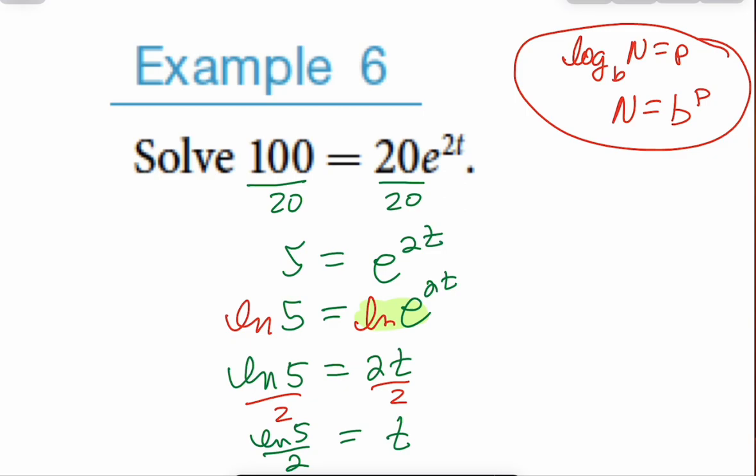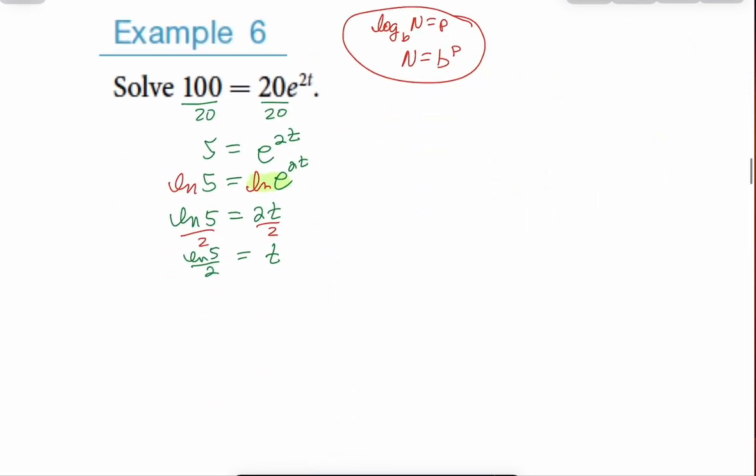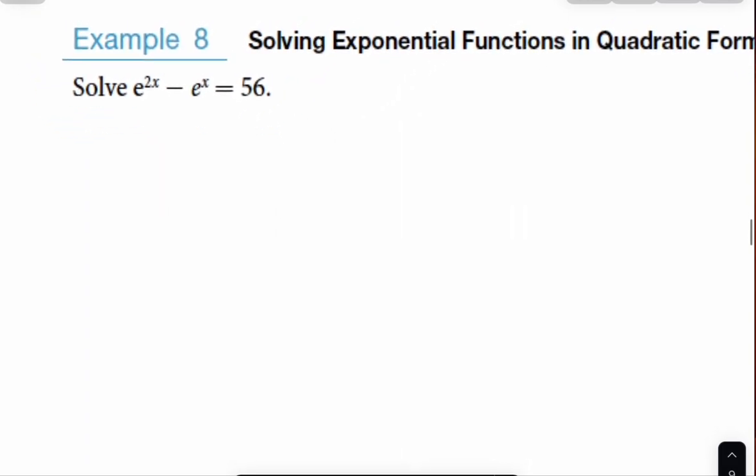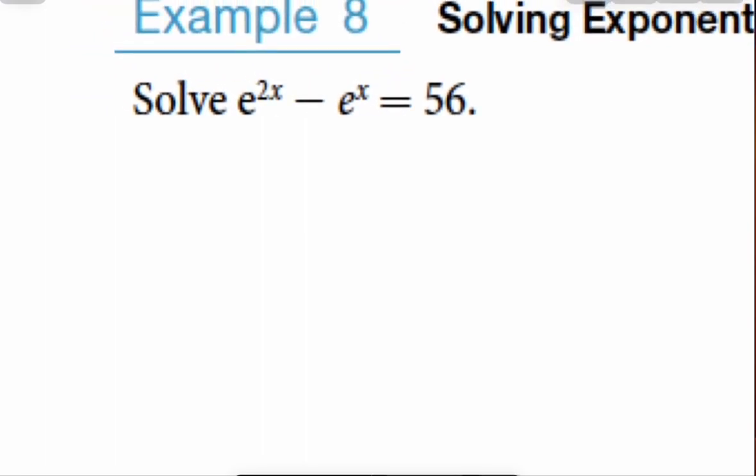So our last type of exponential is example 8. So we're skipping 7. We're going to jump to 8. Now you'll notice for example 8 that we have an e that has a double power and an e that has a single x power and then no e at all. That is one that is acting kind of like a quadratic. So we're going to set that equal to 0 by moving the 56 to the other side. And then we're going to use a technique called U substitution.